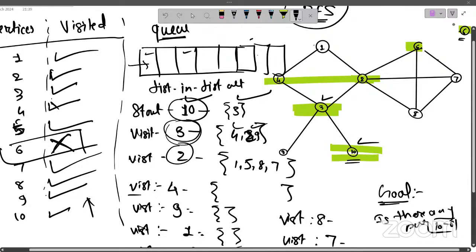Okay, so one uses the visited column, whether it is true or false.